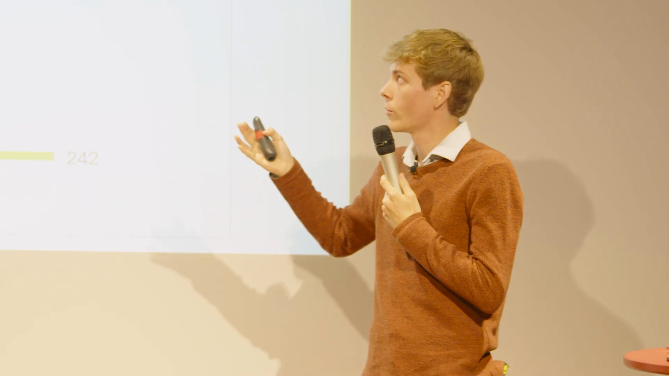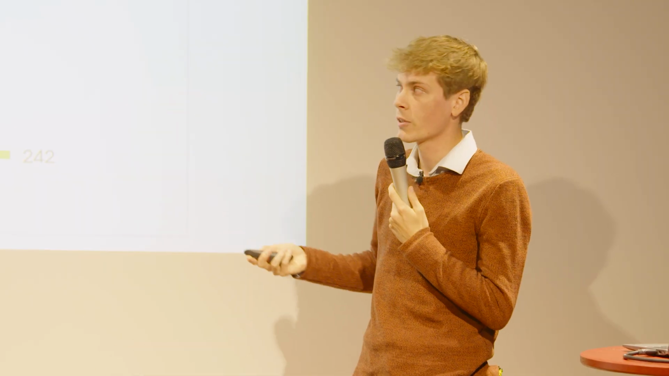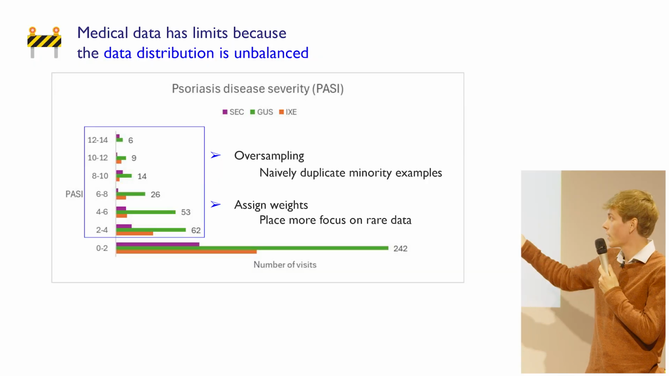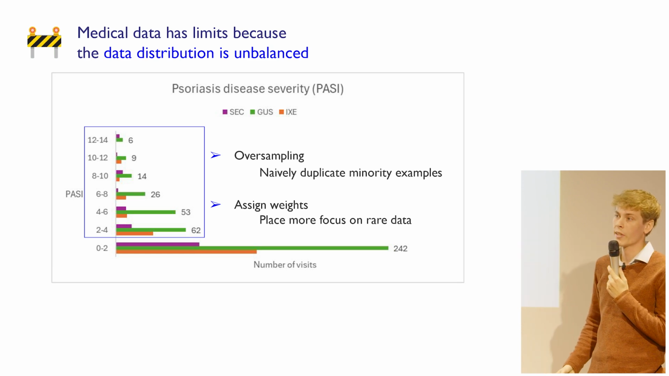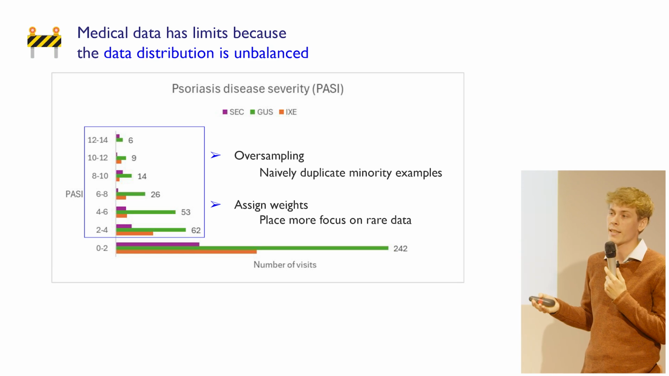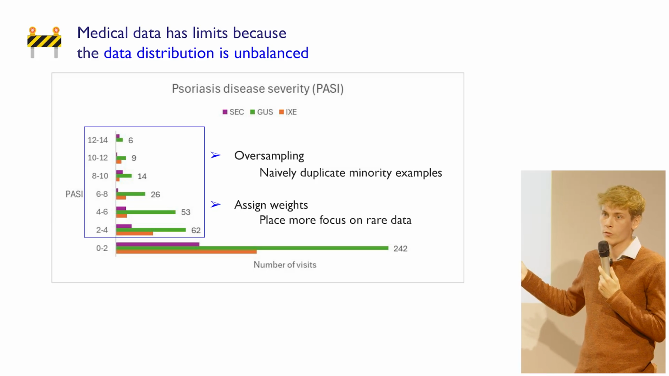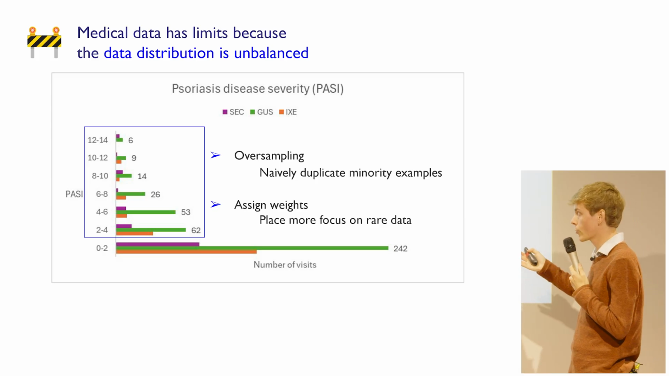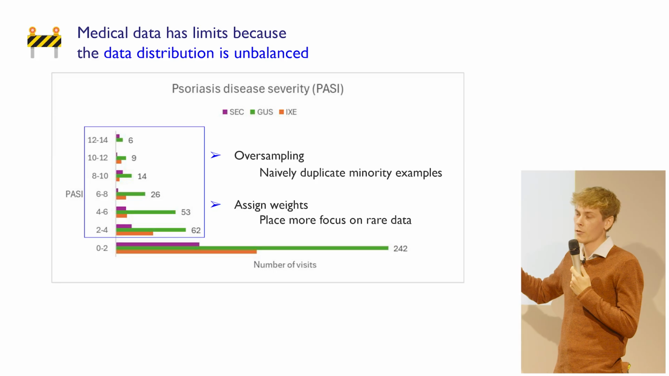How can we force our model to also look at these rare examples and learn from them? One example you can use is oversampling. You can duplicate your minority examples so that they occur more in the data and the model can learn from them. But you should be very cautious of this because it increases the tendency to overfit. Then you can also assign weights to your examples so that more focus is placed on these rare examples.